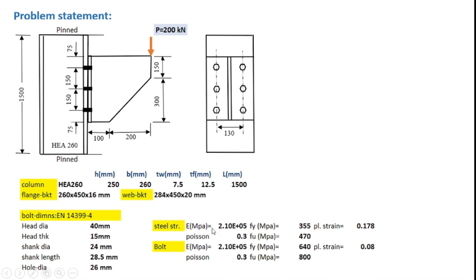Regarding the steel structural material, both the bolts and the bracket will be of steel with E equal to 2.1 x 10^5 MPa and a Poisson ratio of 0.3. The yield stress will be considered as 355, that is 355 grade, with an ultimate tensile stress of 470 MPa with a plastic strain of 0.178. Regarding the bolt material, it is class 8.8 bolt with Fy of 640 MPa and Fu ultimate tensile strength of 800 MPa. Plastic strain will be considered as 0.08.